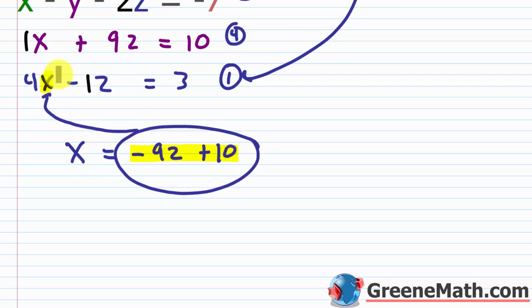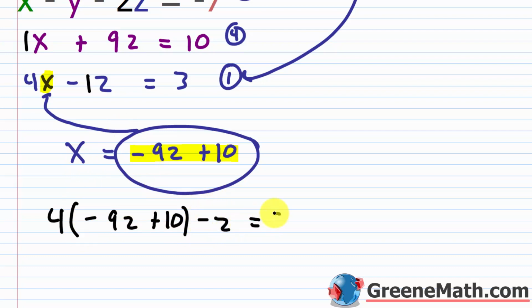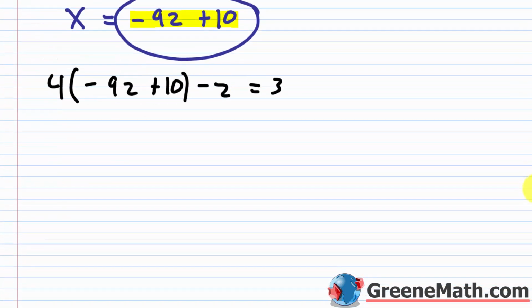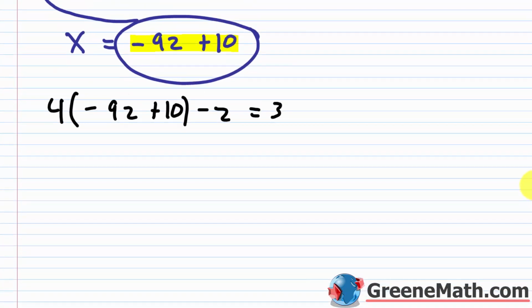So that's going to go in right there. Okay, that's all we're doing. So 4 times, again, plugging in for x, it's negative 9z plus 10. And then you have minus 1z, or just minus z, equals 3. So let's solve this real quick, find out what z is. We'll go back and figure out what x is.